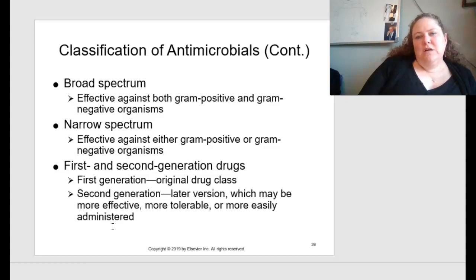Broad spectrum antibiotics are effective against both gram-positive and gram-negative organisms, hence the broad spectrum. The narrow spectrum are going to be effective on either or, so either gram-positive or gram-negative, so it's more targeted and specific. You also have first and second generation drugs. The first generation would be your original drug class, where your second generation would be like a later version, which may be more effective and may be more tolerable, or it may be more easily administered. For instance, penicillin was one of the first ones, and then amoxicillin would be like a second generation. So they can improve on it and target it a little bit better because pharmacology continues to develop amazing new drugs.